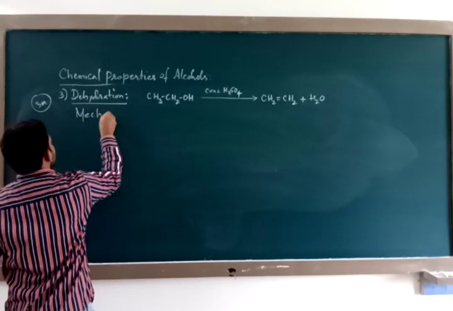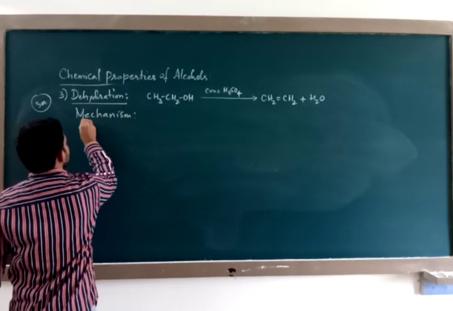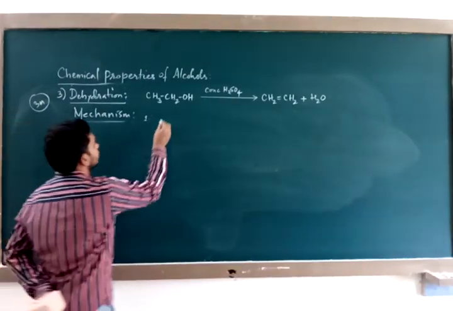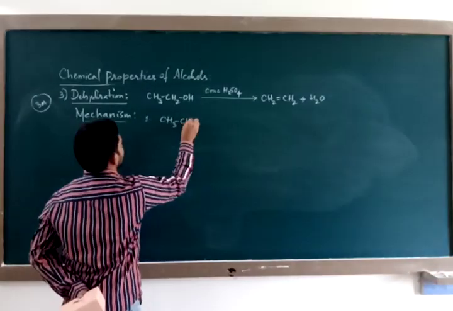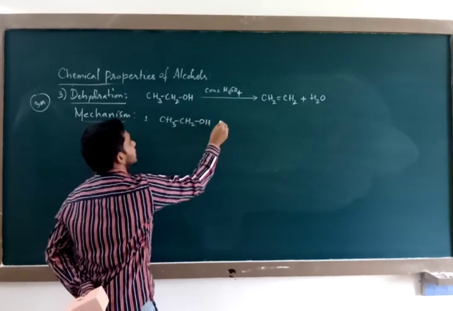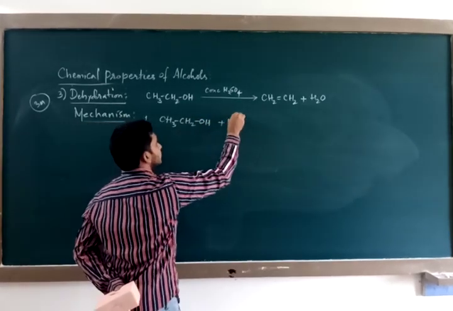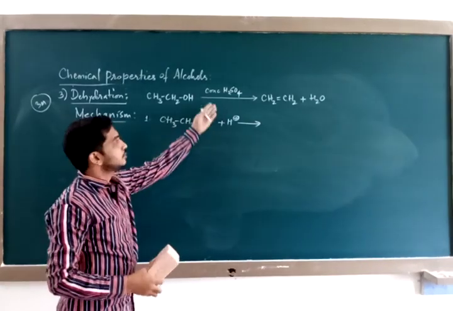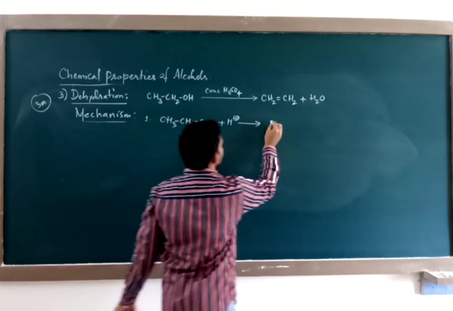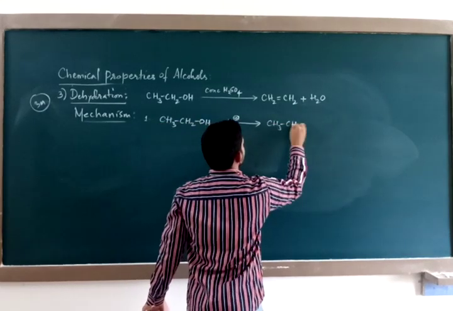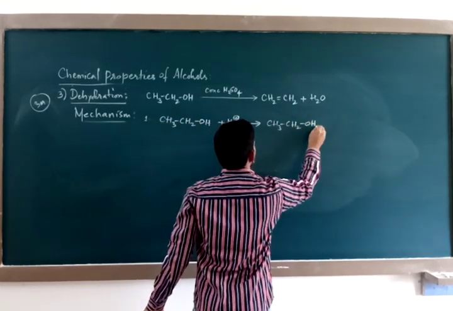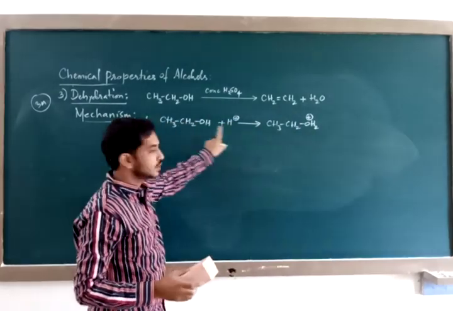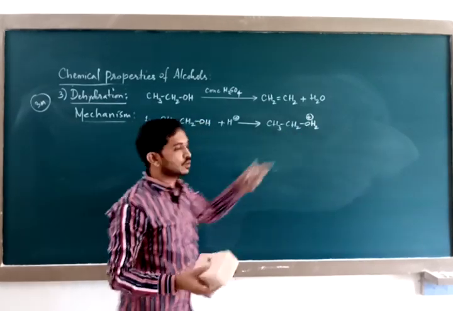Let us see the mechanism now. The mechanism for dehydration involves 3 steps. In the first step, this alcohol takes up a proton. You may ask, sir, where did this proton come from? It came from the acid and becomes protonated alcohol. One H was already present, this H got attached here. So it has now become protonated alcohol.